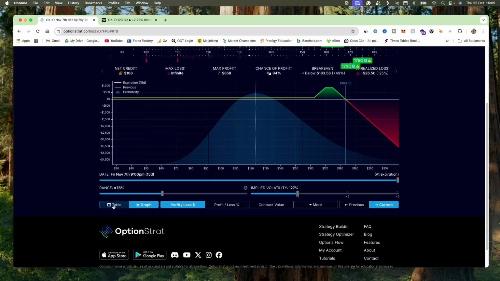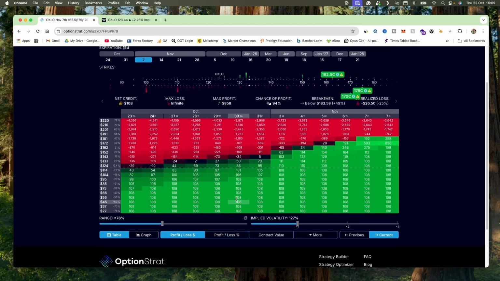If I go over to the table view, it shows you the dates between now and the 7th of November. Where are we today? We are at the 23rd. If we go to Monday, let's go a bit further up. Even if the price goes up by 16% against me, I can still make money. You can see here that I'm still going to make money as it goes against me.